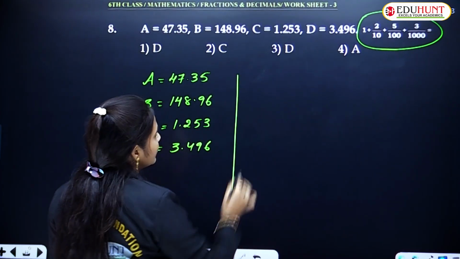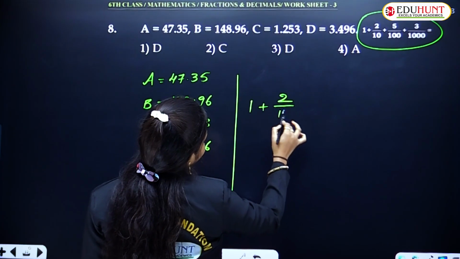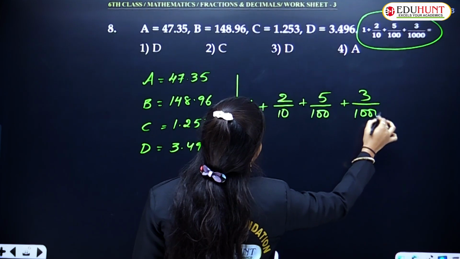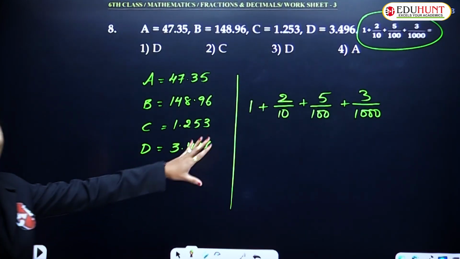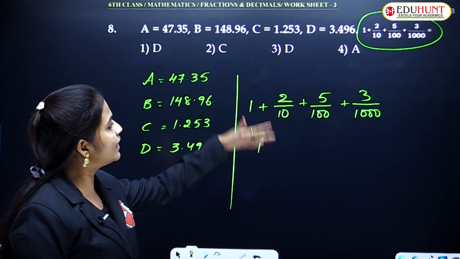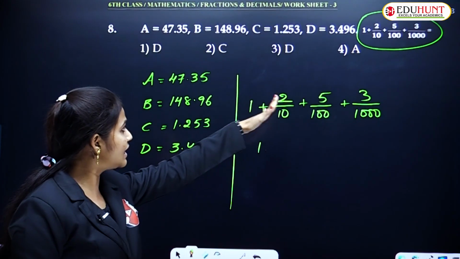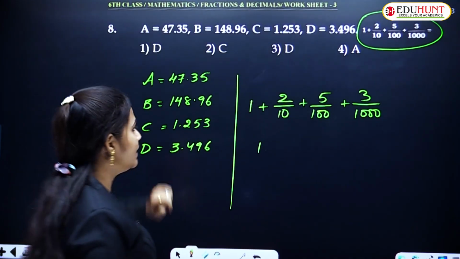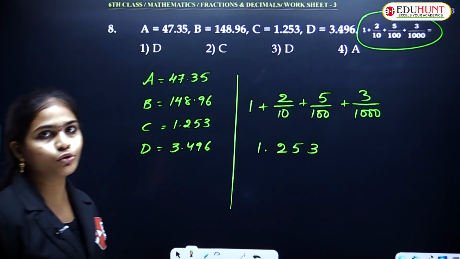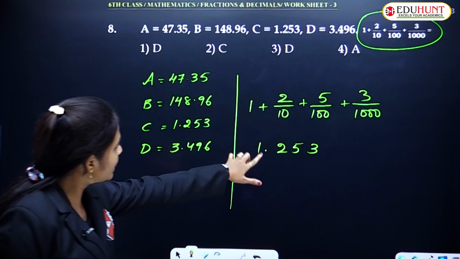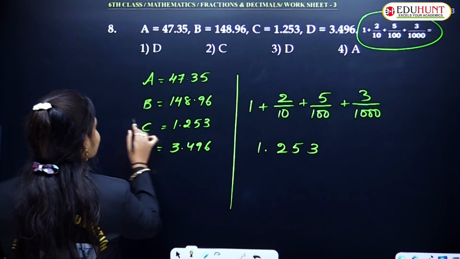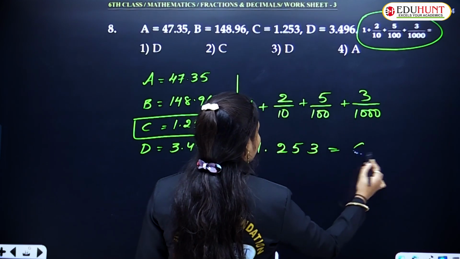So what is the expression they gave? 1 plus 2 by 10 plus 5 by 100 plus 3 by 1000. As per this, 1 plus something is there, so 1 is the integral part. That's why 1 point. After the point come 2 by 10, 5 by 100, 3 by 1000. So those 3 digits are also related to decimal places, right? We can write this as 1.253. This one is related to which option? 1.253 is the value of C.